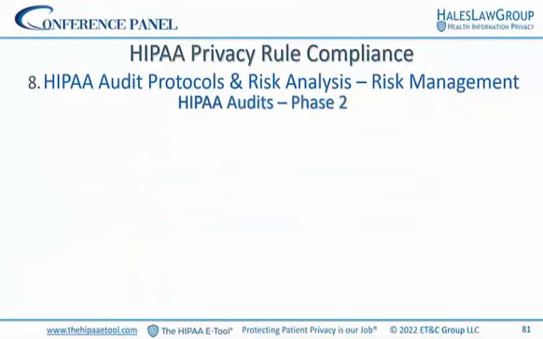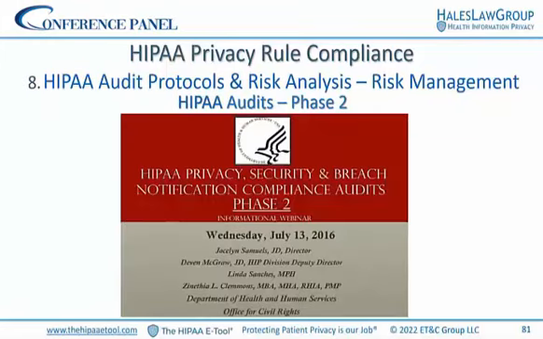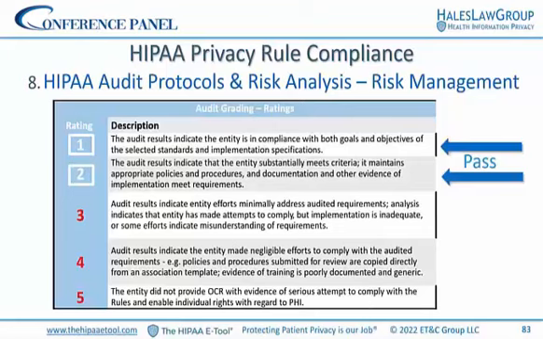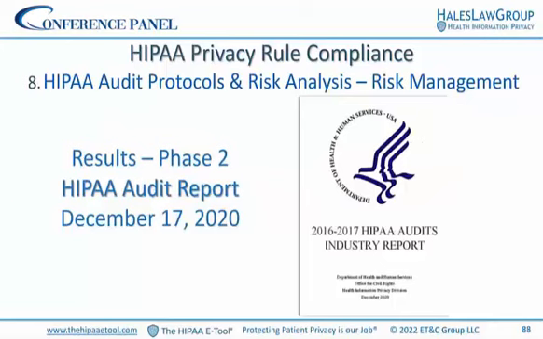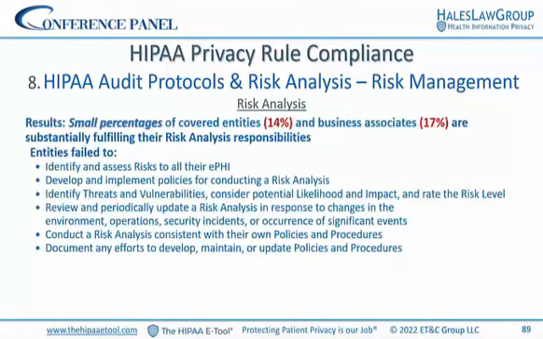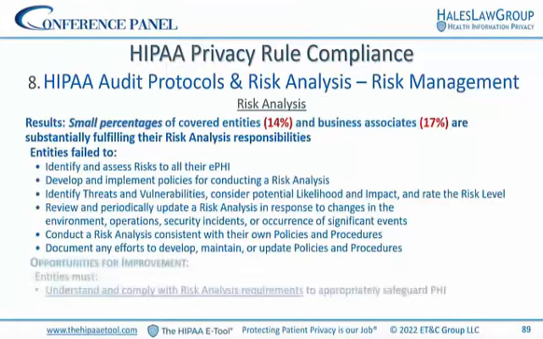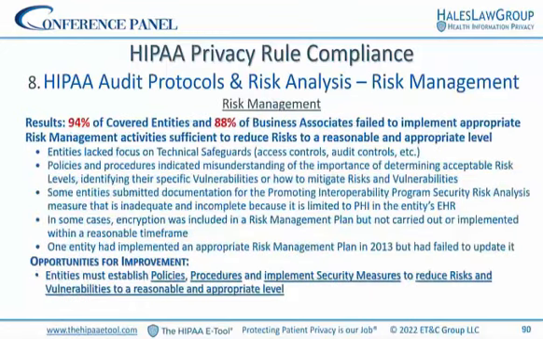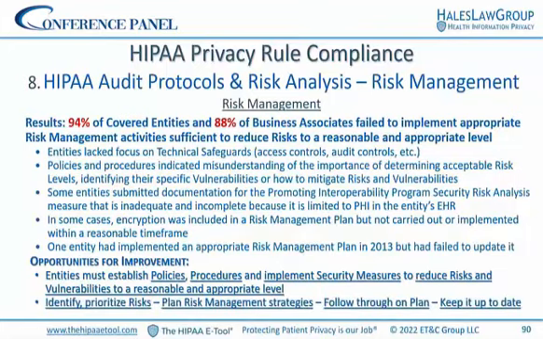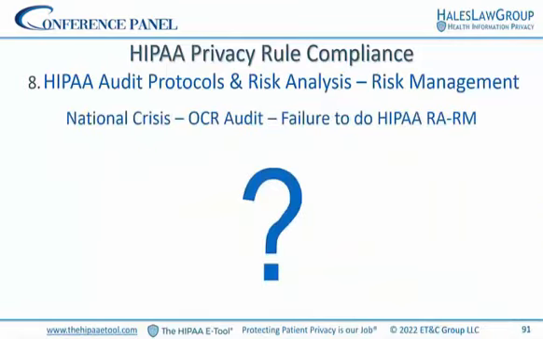So the HIPAA audits phase 2 conducted beginning in 2016, the audits were graded on a scale of 1 to 5. Audit report that came out at the end of 2020, I think they waited to release it, of covered entities and business associates that passed risk analysis, and it gave advice. You've got to have the policies, procedures to reduce risks and vulnerabilities. That's risk management based on your risk analysis, and identify those risks. Why did so many fail?